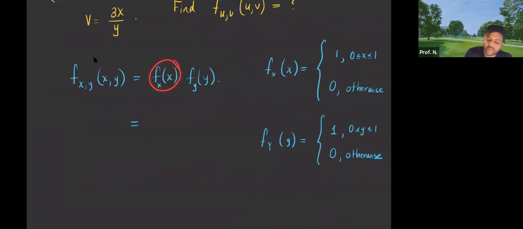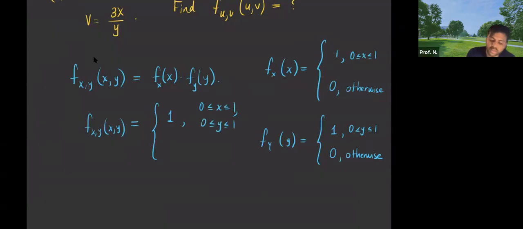Well, it's going to look like 1 when this is true, and this will be 1 when this is true. So the joint distribution of the independent and identically distributed random variables will be 1 when x is between 0 and 1, and when y is between 0 and 1. That's the only time. And then this will be 0 otherwise. See that?